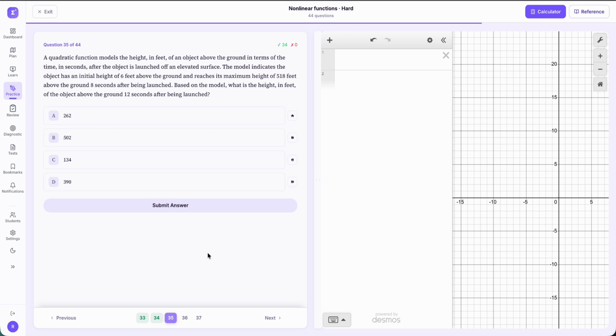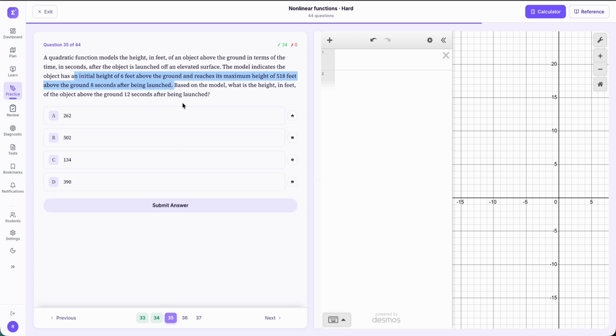Okay, next one. A quadratic function models the height in feet of an object above the ground in terms of time in seconds after the object is launched off an elevated surface. The model indicates the object has an initial height of 6 feet above the ground and reaches the maximum height of 518 feet 8 seconds after being launched. Based on the model, what is the height of the object above the ground 12 seconds after being launched, right?